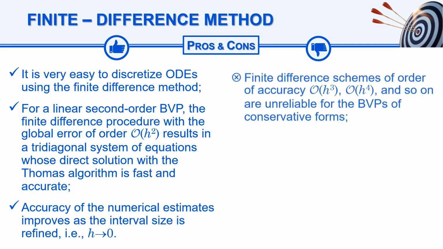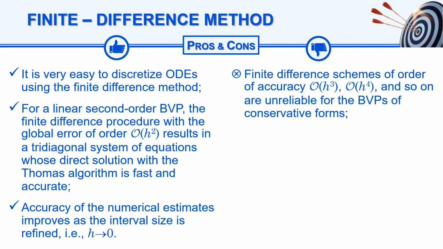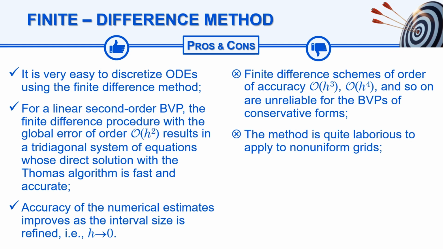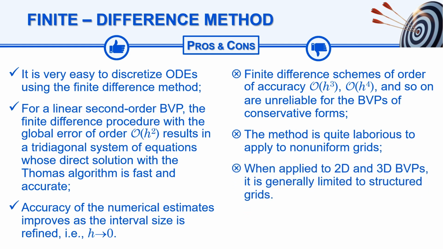The disadvantages of the finite difference method are: finite difference schemes of order of accuracy 3, 4, and so on are unreliable for the boundary value problems of conservative forms. The method is quite laborious to apply to non-uniform grids. When applied to 2D and 3D boundary value problems, it is generally limited to structured grids.